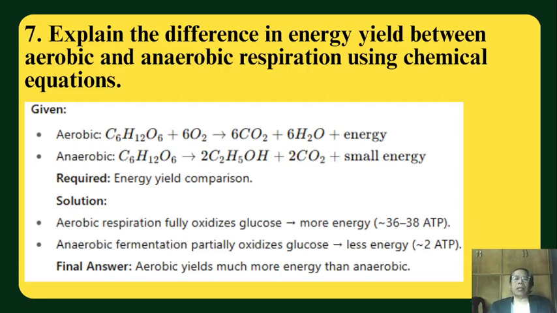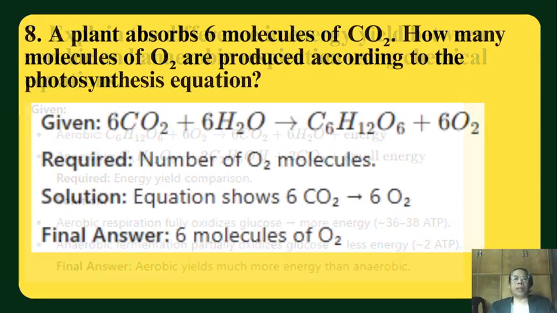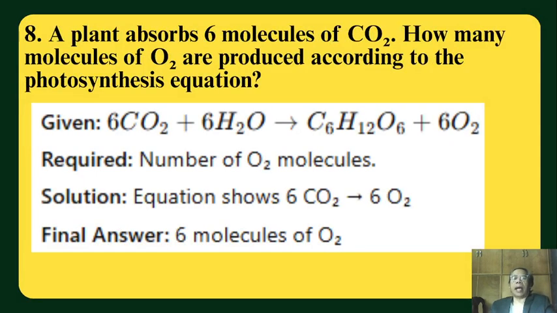Okay, so let's continue with practice problem number 8. A plant absorbs 6 molecules of carbon dioxide. How many molecules of oxygen are produced according to the photosynthesis reaction? So we're given 6 moles of carbon dioxide reacted with 6 moles of water to produce 1 mole of C6H12O6 and 6 moles of oxygen.